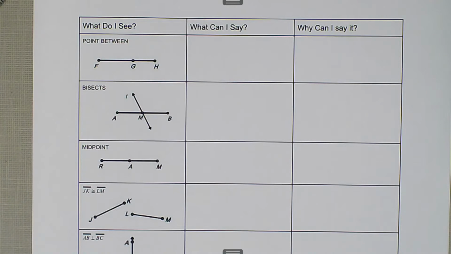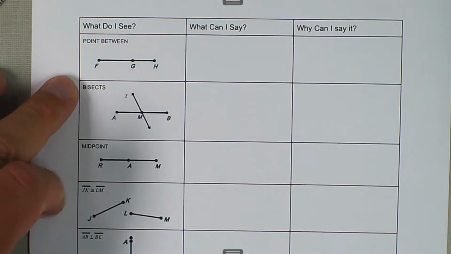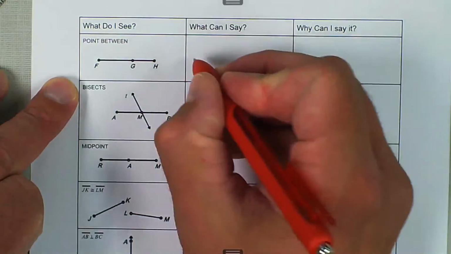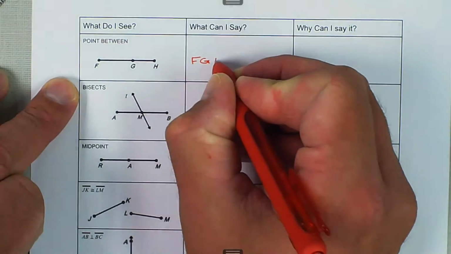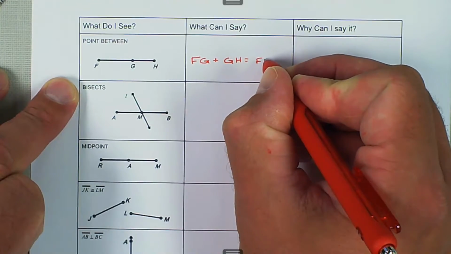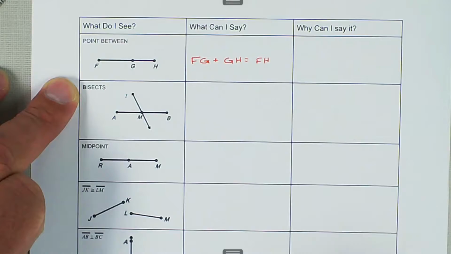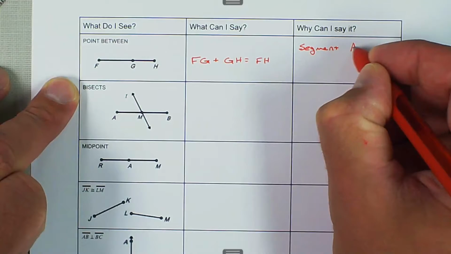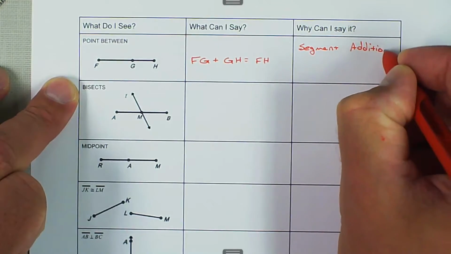We were talking about algebraic and geometric proofs, and we're still thinking about what statements we can make. In this case, we're looking at pictures that are given and what statements we can make from there. The first one that we have is a line segment with G between F and H. So we could say the segment FG plus GH is equal to the whole thing, which would be FH. And the reason that we can say that is the segment addition postulate.